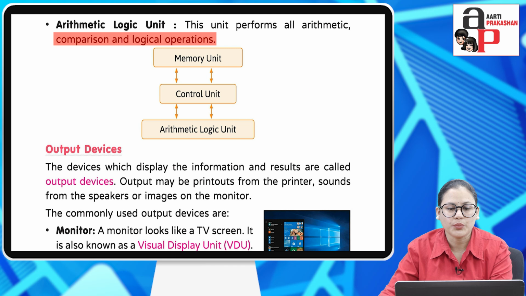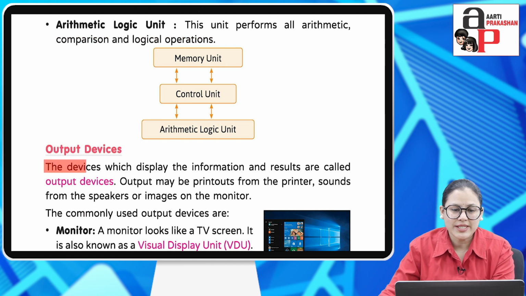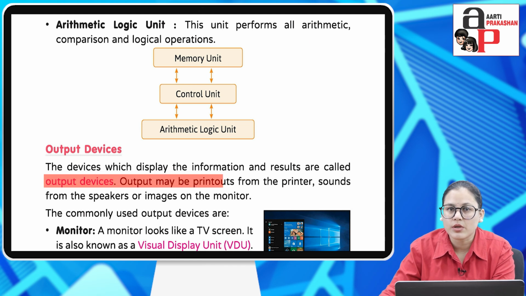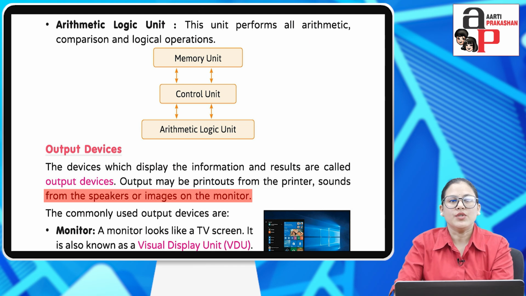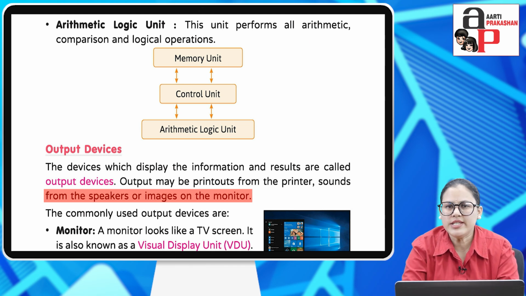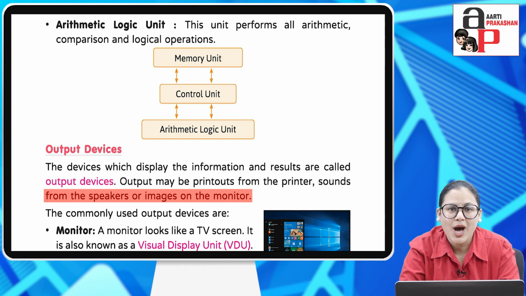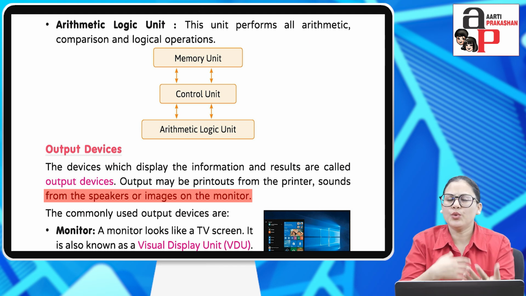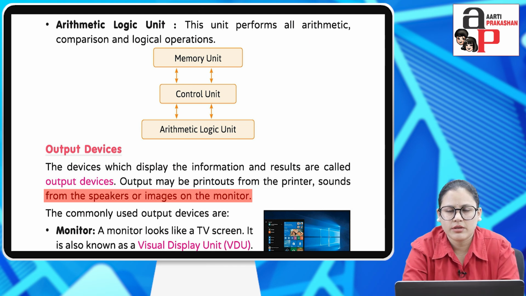Now, output devices. The devices which display the information and results are called output devices. Output may be printouts from the printer, sounds from the speaker, or images on the monitor. So, what is output? Whatever we see on the screen, that is output. And devices which display the result are known as output devices. Output can be printouts given by the printer, or sound from the speakers. Sound is also output.